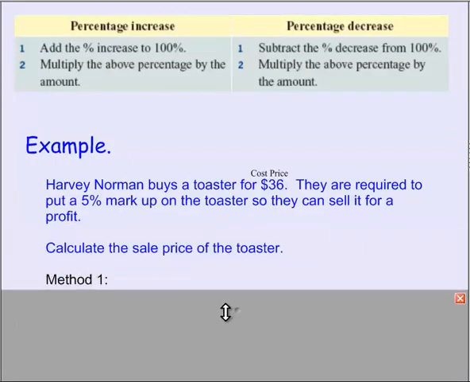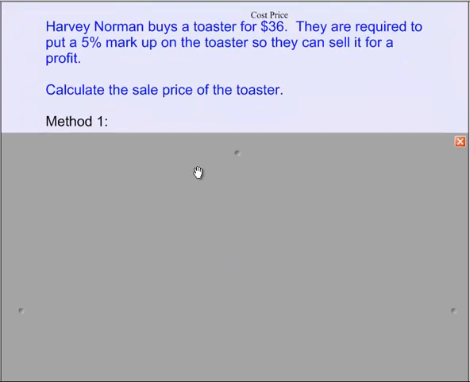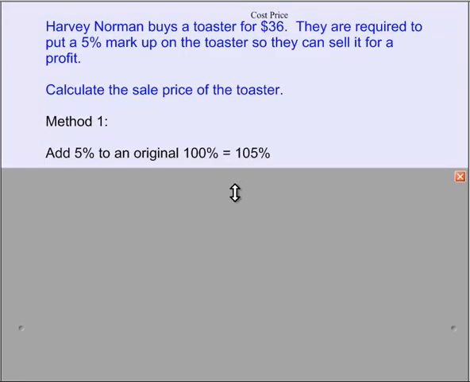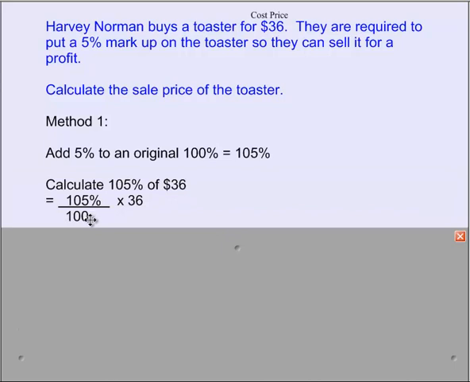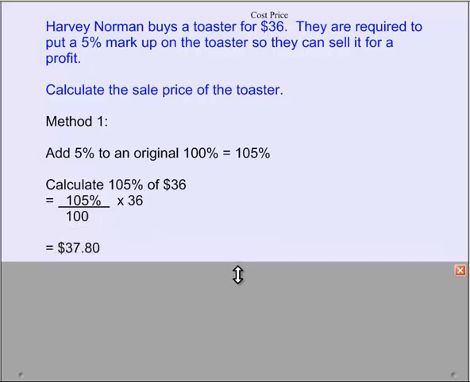Alright, I'll just bring that back. So method 1, using my way, is to add the 5% to an original 100%. So we've actually got to work out what 105% of this item is worth. So $36, if we work out 105%, that includes the original amount and the 5% markup that it's got. So to calculate that, you do 105% over 100. Remember, when we're dealing with numbers and percentages, we need to divide the percentage by 100, multiply that by 36, and that gets us $37.80.